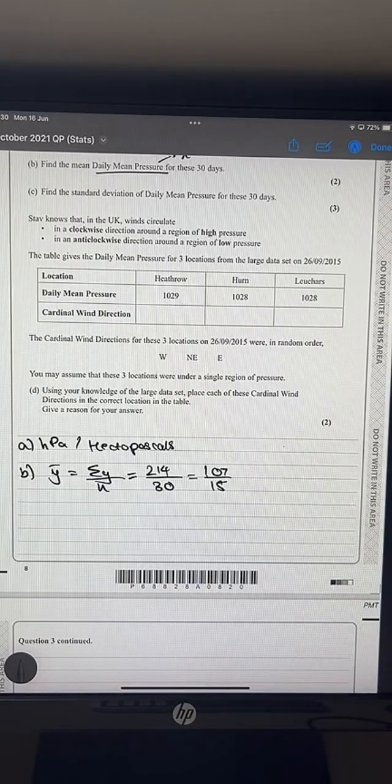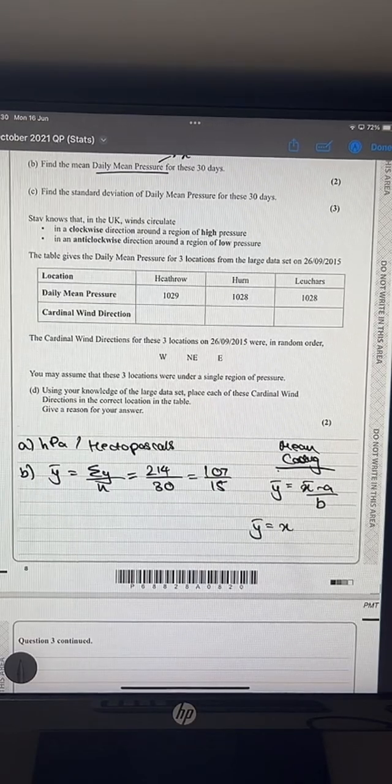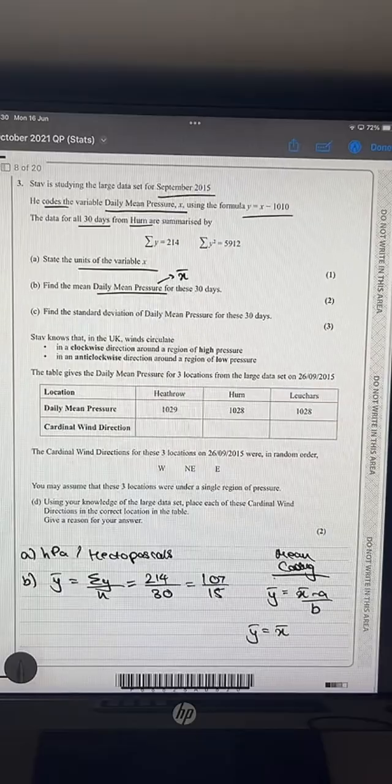And now, with mean coding, it looks like this. Y bar equals x bar minus a over b, right? You're just adding or subtracting and dividing through. So we know that the mean of y is equal to x bar, and how am I coding it? Up here, minus 1010.